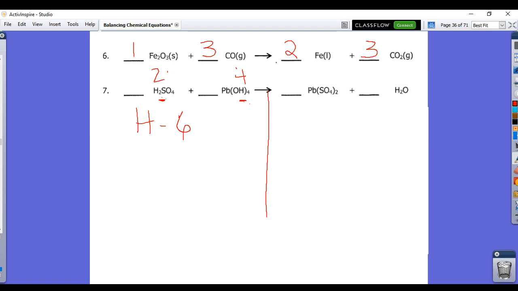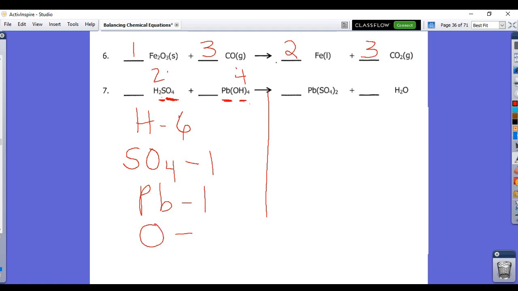Now I want to concentrate on the SO4. Remember SO4 back when we were doing our formulas? That's a polyatomic ion. Even though that's made up of sulfur and oxygen, I'm going to leave it as SO4. And since it's not in parentheses, it's only 1. Now this Pb, that's lead. There's no subscript, so that's 1.